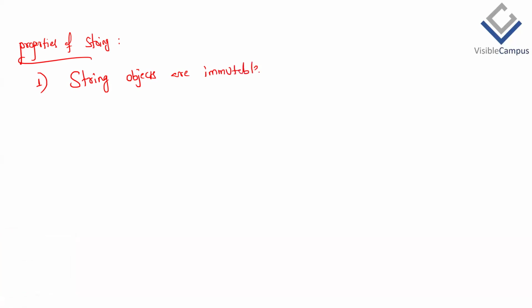Next point, some properties of string. One property is string objects are immutable. Immutable means possible to change or not possible to change? Not possible to modify or change. That's the first property.